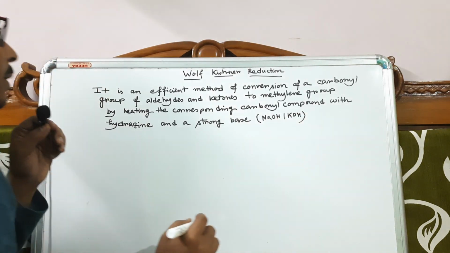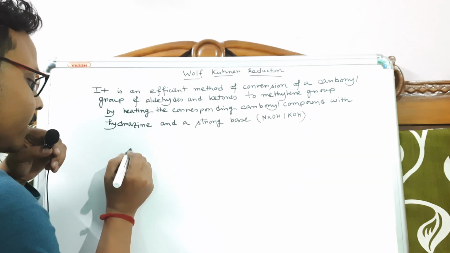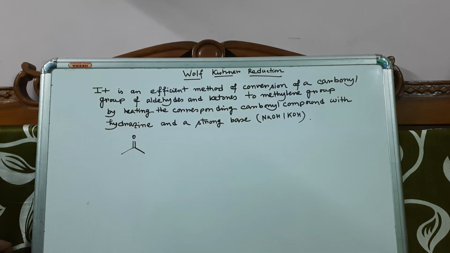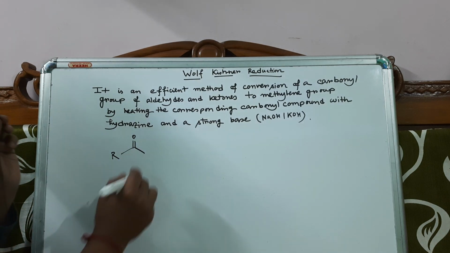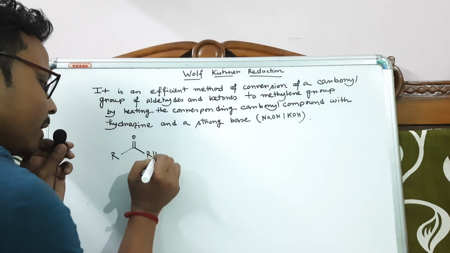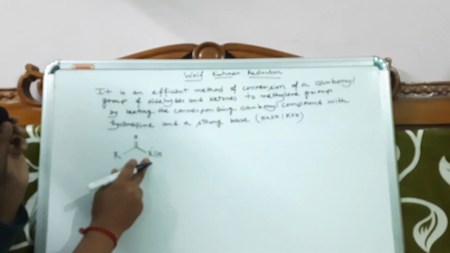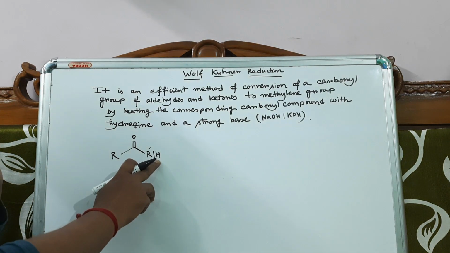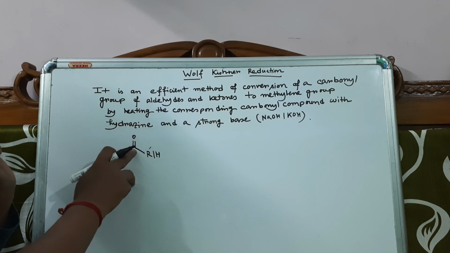So I repeat, the Wolff-Kishner reduction is nothing but this, as in the diagram. This is the carbonyl functional group. It may be a ketone or an aldehyde. R and R prime can be of similar type or of different type, no matter. If both are R, it is a ketone. If one is hydrogen, it is an aldehyde.